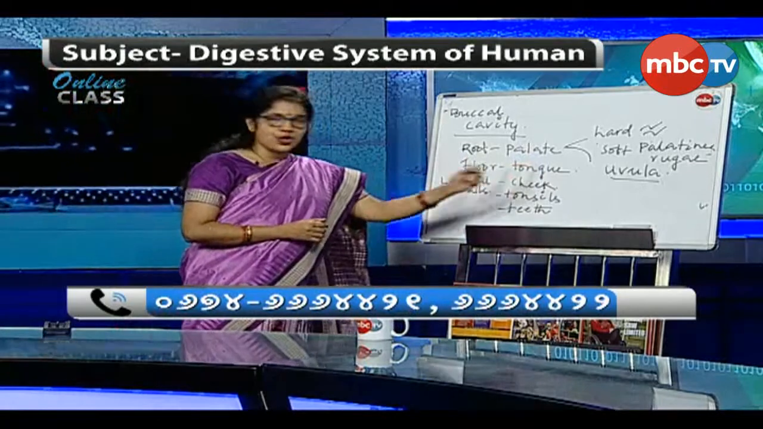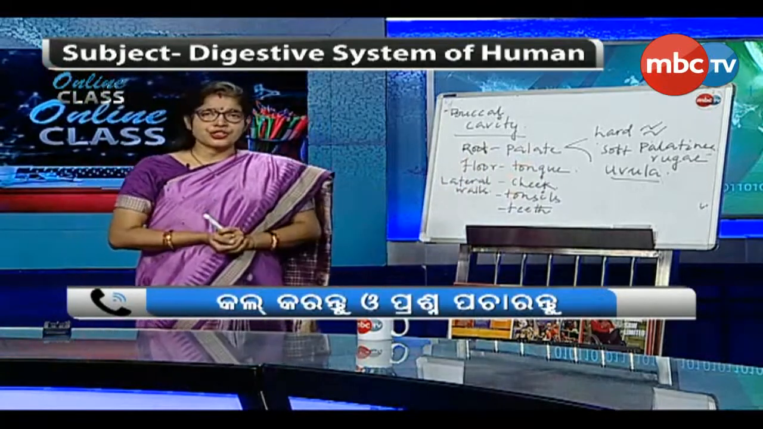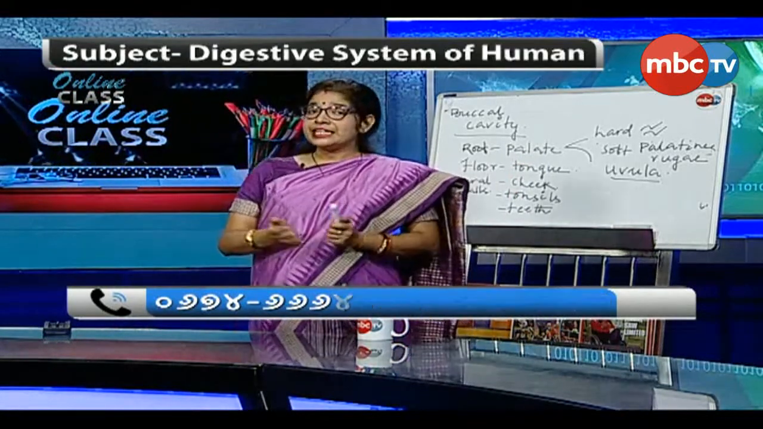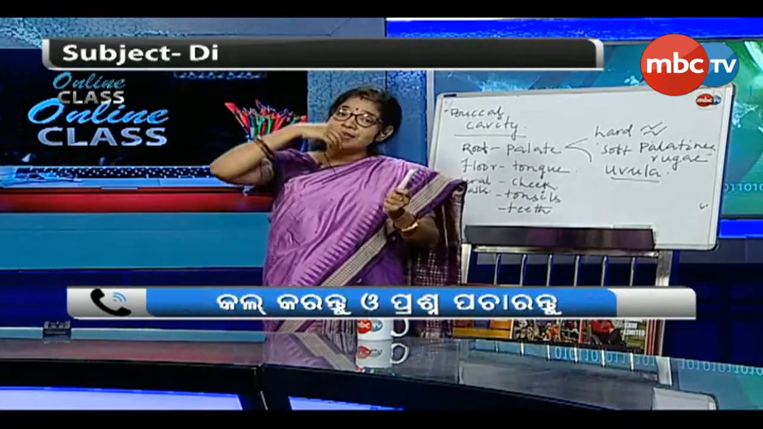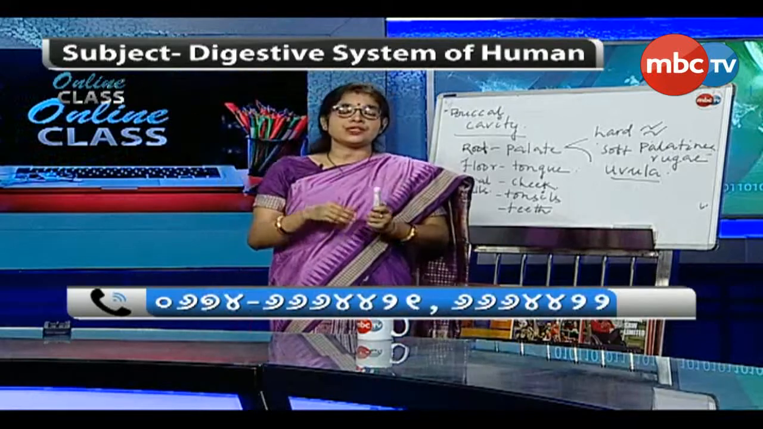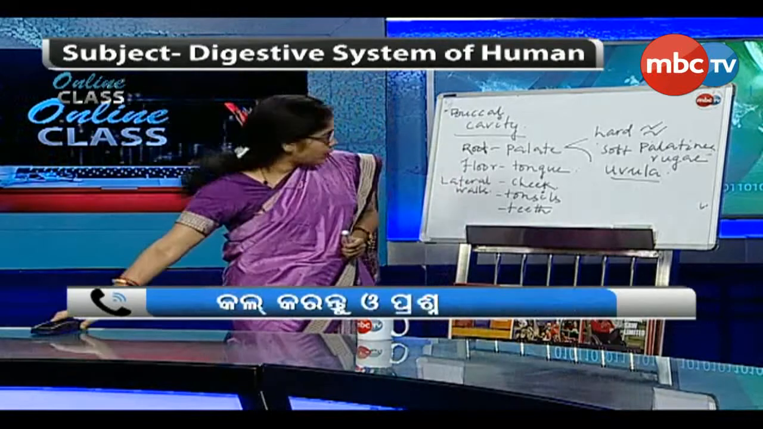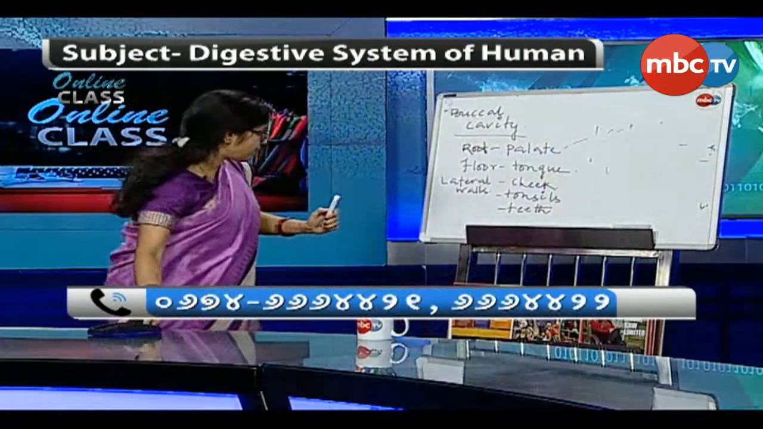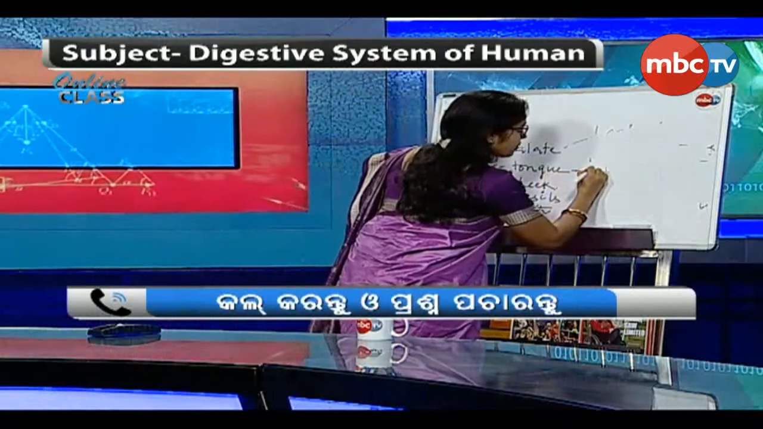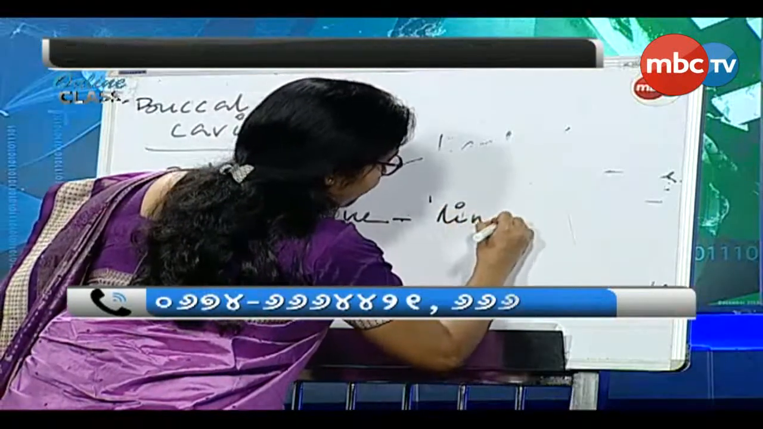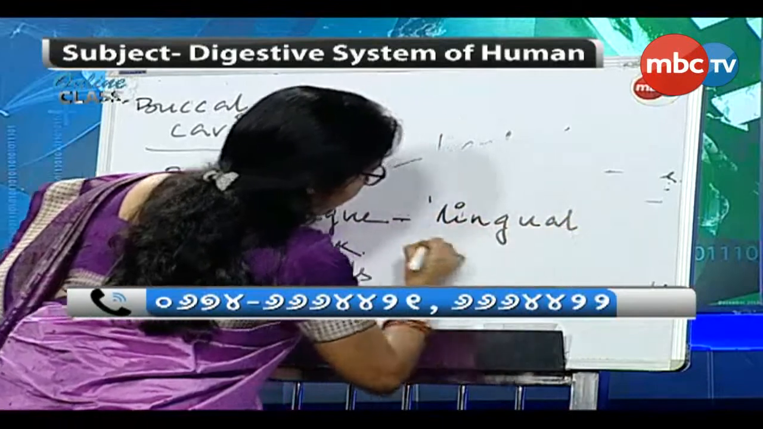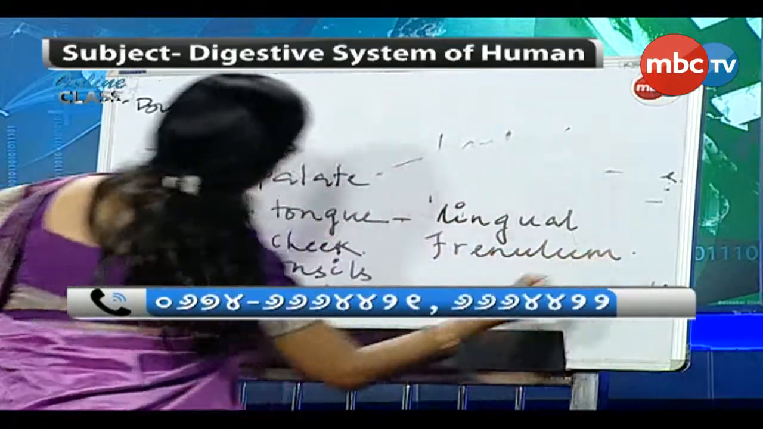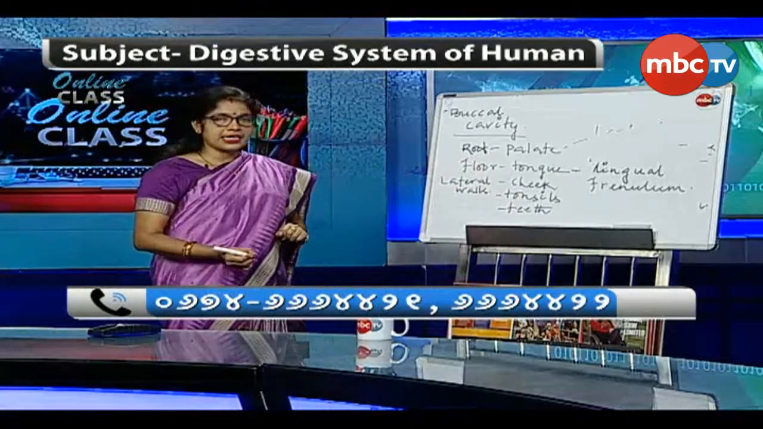The next one is the tongue, that is a muscular structure, thick and highly mobile, but it is not coming out of the mouth. It is attached with the buccal cavity. So how is the tongue attached with the buccal cavity? The tongue is attached because of the presence of the lingual frenulum, a muscular structure which attaches the tongue with the buccal cavity.